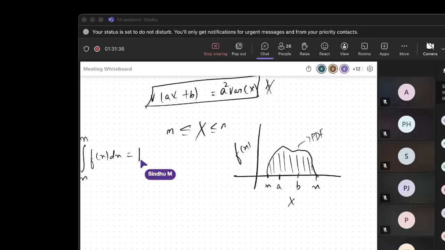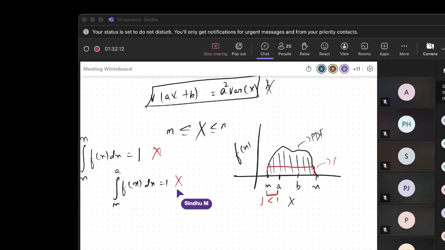But in option A, they have given this value is greater than 1, so option A is not correct. And option B, what they have given is integral m to a f of x dx equal to 1. So they are only taking the integration from m to a here, and they are saying it will be 1, but that is not true. The total integration value will be 1. So this m to a integral has to be less than 1. So option A is not correct. Option B is also not correct.